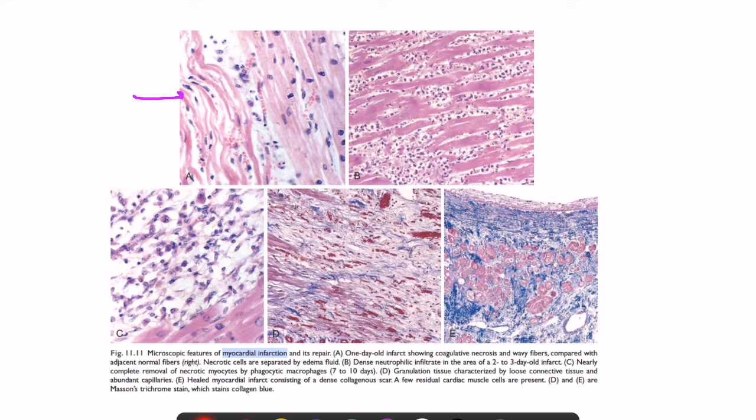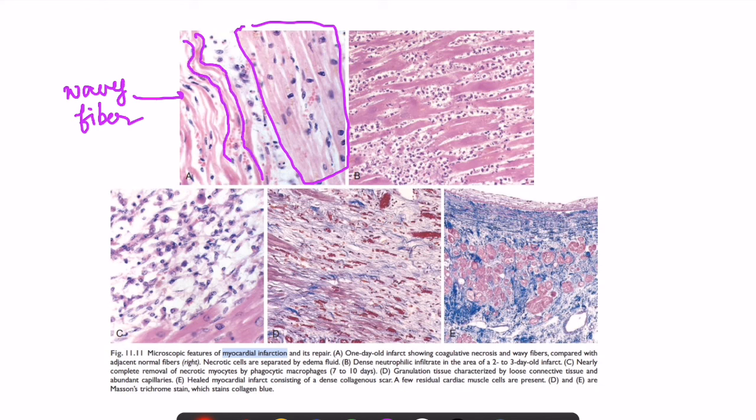This is showing the wavy fibers of the heart. Okay. So, here you see this is the normal myocardial, but here the necrosis has started, and because of the collection of the fluid between the cells, we see wavy fibers. And these are seen from approximately half hour to 4 hours after MI, right?